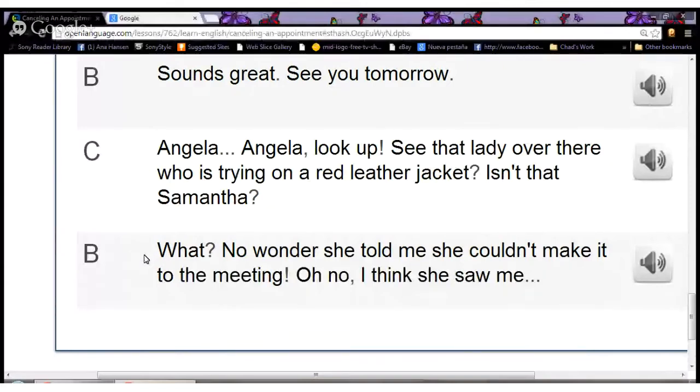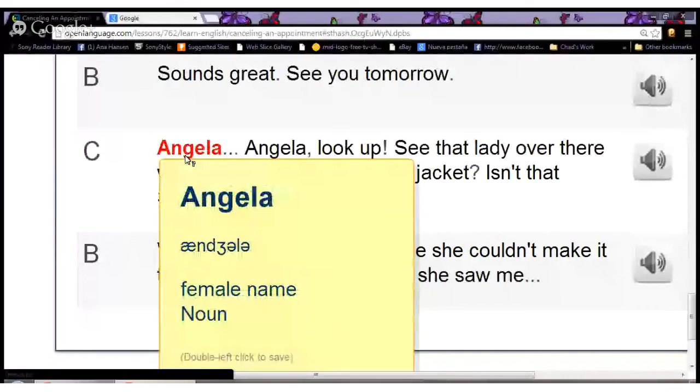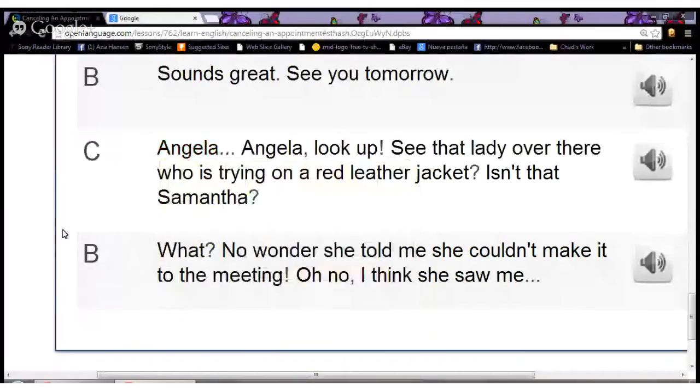Okay. Very good. All right. So apparently, C is the friend that's hanging out with Angela, and she's trying on a red leather jacket, and that's why she can't go. And so she gets caught red-handed.